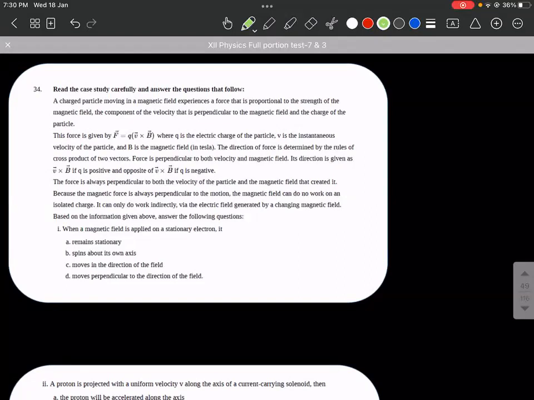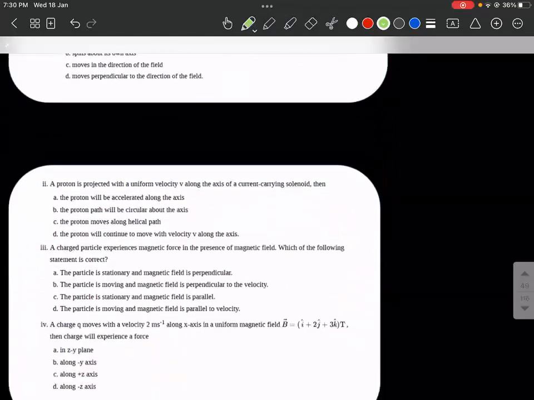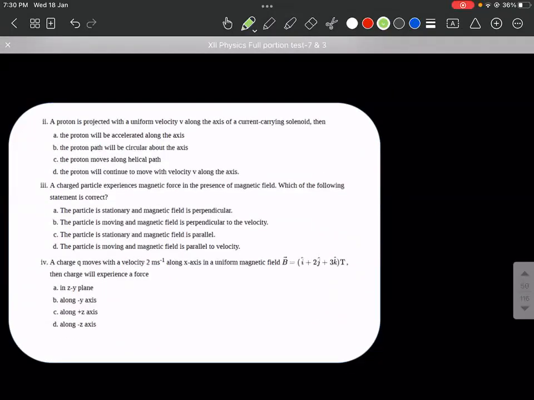When a magnetic field is applied on a stationary electron, what will happen to it? It will remain stationary because F is equal to Q into V vector cross B vector. It remains stationary. A proton is projected with a uniform velocity V along the axis of a current carrying solenoid. Then the proton will continue to move with velocity v along the axis.